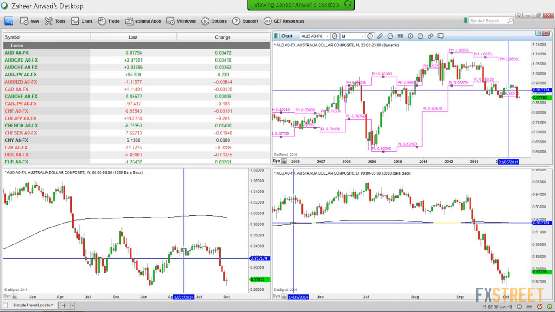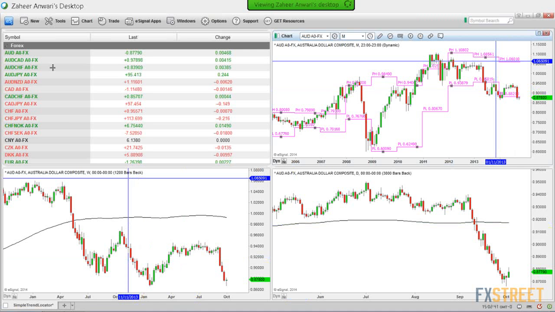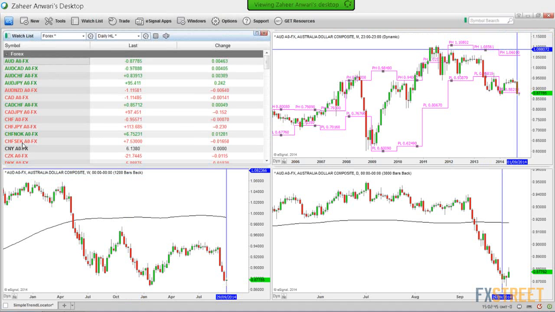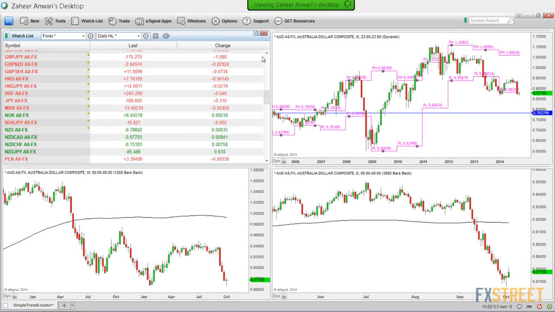What you can see in front of you is what is typically a chart setup of mine. So in the top left corner, you have my watch list. It's quite an extensive watch list. We've got the Aussie dollar at the top, going all the way down to the South African rand, Japanese yen. And then in the top right corner, I've got the monthly time frame. In the bottom left, I've got the weekly, and in the bottom right, I've got the daily.